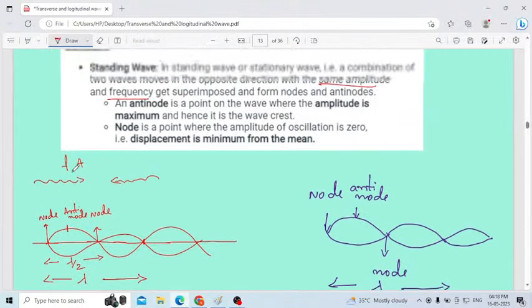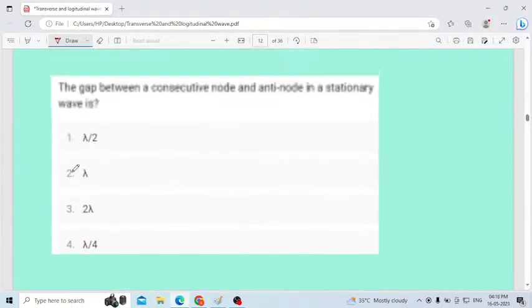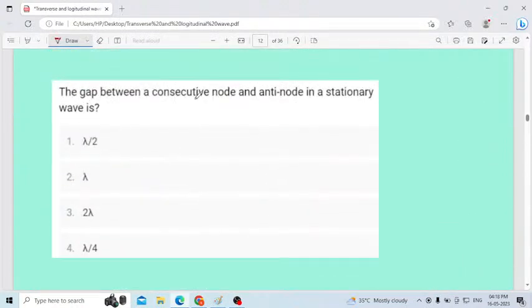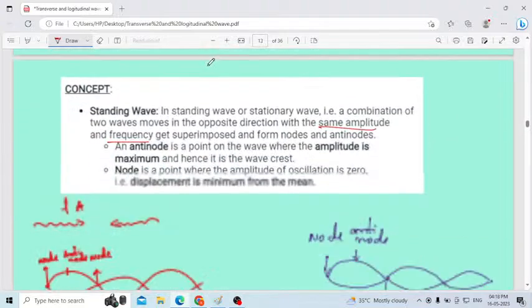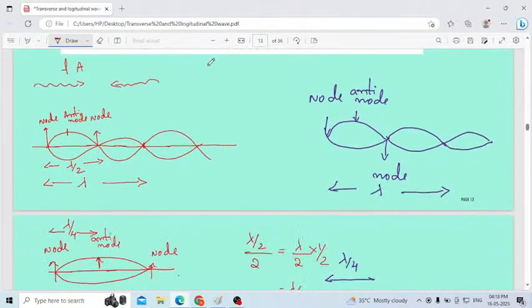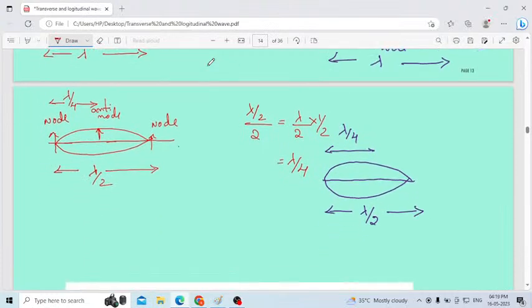Therefore, what is the question they are asking here? The gap between the consecutive node and antinode. What is meant by consecutive? Consecutive means next to each other, the node and antinode you have to consider. The distance between consecutive node and antinode will be lambda by 4. The distance between two nodes will be lambda by 2. That one you have to remember.